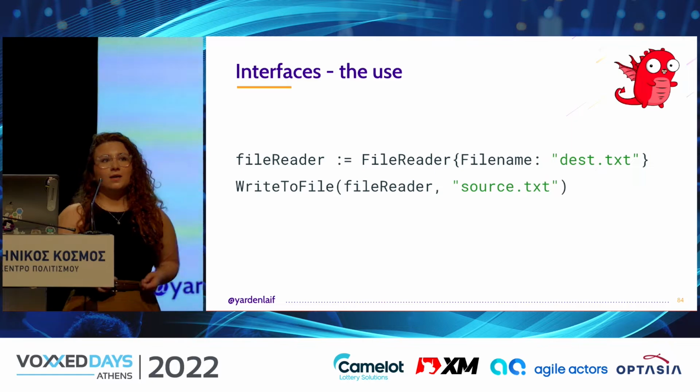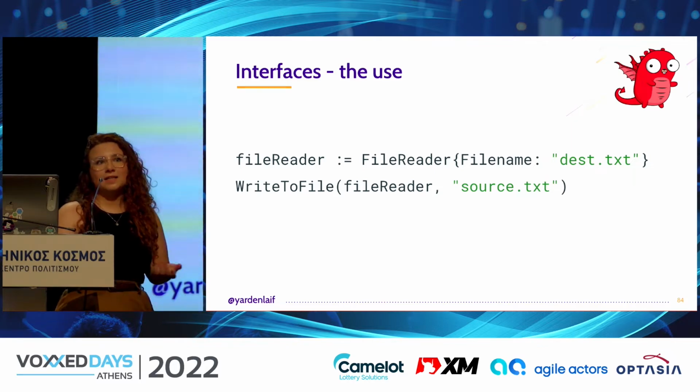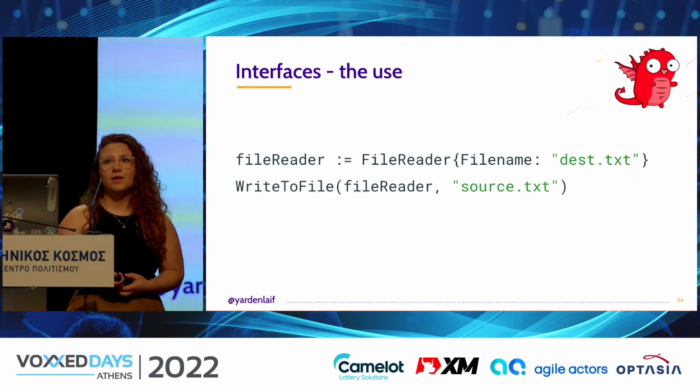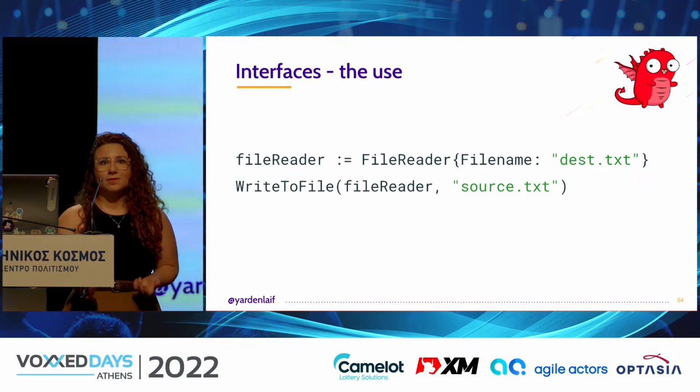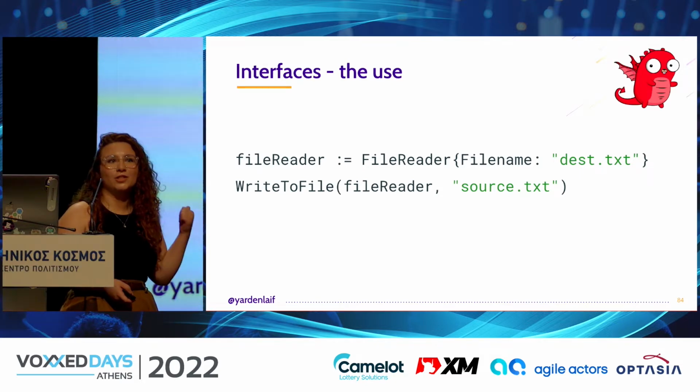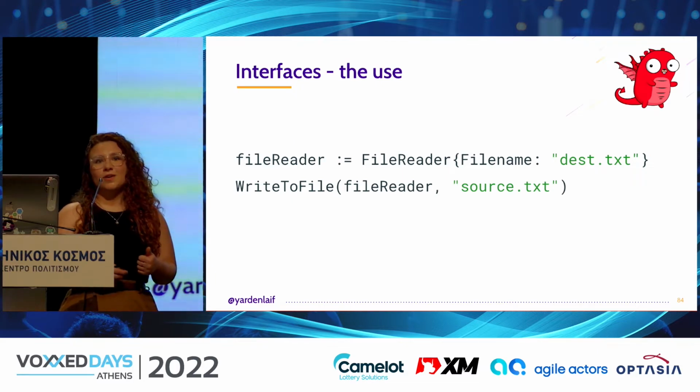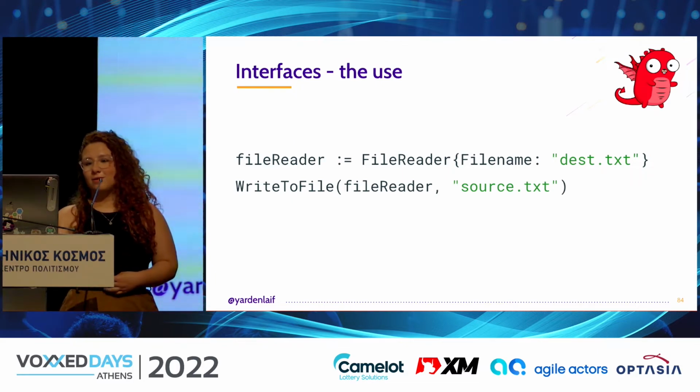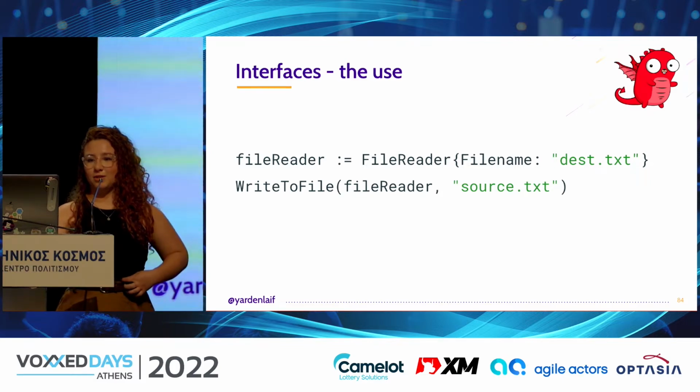And now we can create a file reader instance and just pass it as a reader to write to file. And we've just saved us so much code, right? A bug in one of those write to file functions before the interfaces would have probably been in the other 2, and we might have fixed one, but not the other. In this case, we have one source of the code, and that's the better solution.